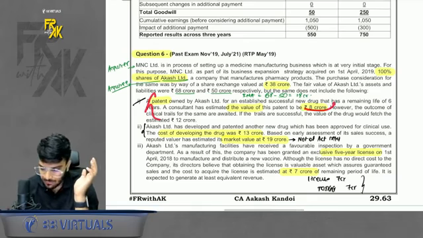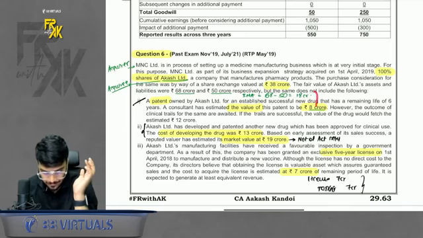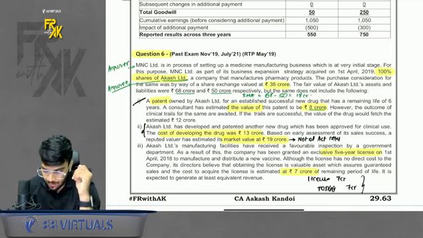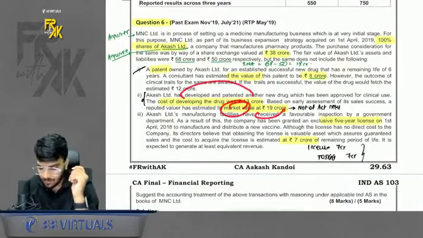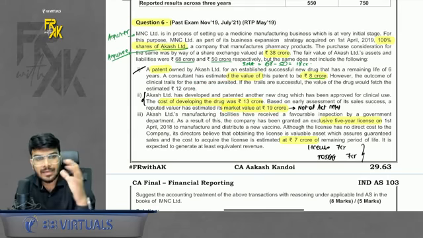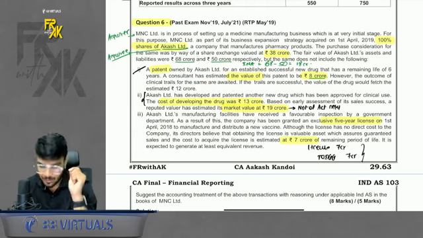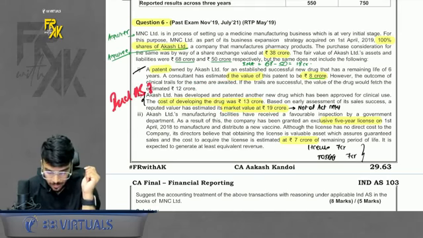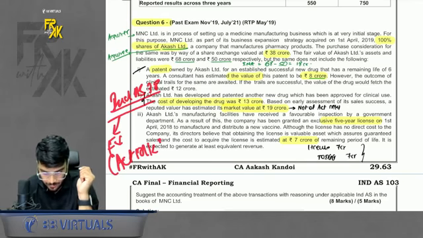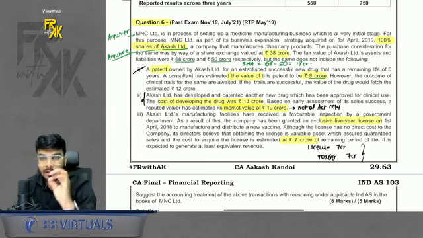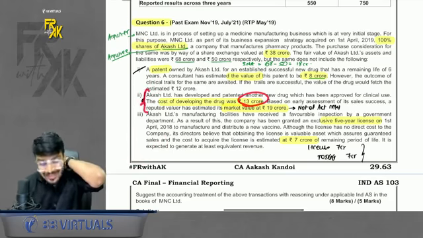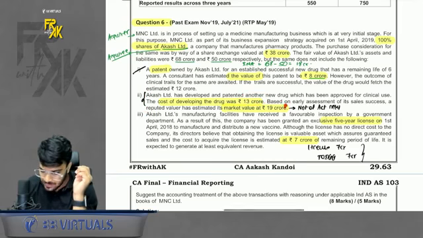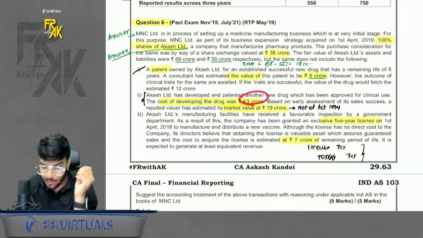First, a patent was given worth 8 CR, so we will add 8 CR. Then the second part: we are acquiring a patented drug. The cost was 13, the market value was 19. Normally, in case of business combination, we take over at fair value. But in Ind AS 38 it is said that you will take fair value only when it belongs to an active market. If active market fair value is not available, you will not take fair value. You will have to consider cost only. Here they have inherently assumed that the fair value given does not belong to an active market. So here we will take over at cost only.